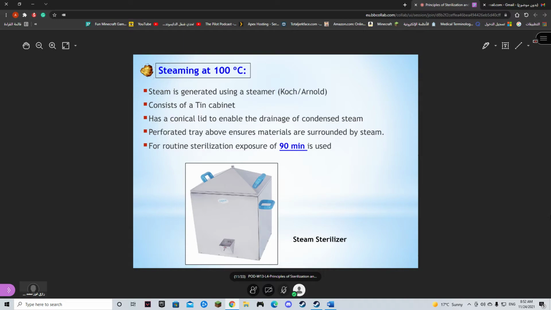Now we come to steaming at 100 degrees Celsius, the Arnold, which is called the steam sterilizer. Just ignore this because we are not using it nowadays.